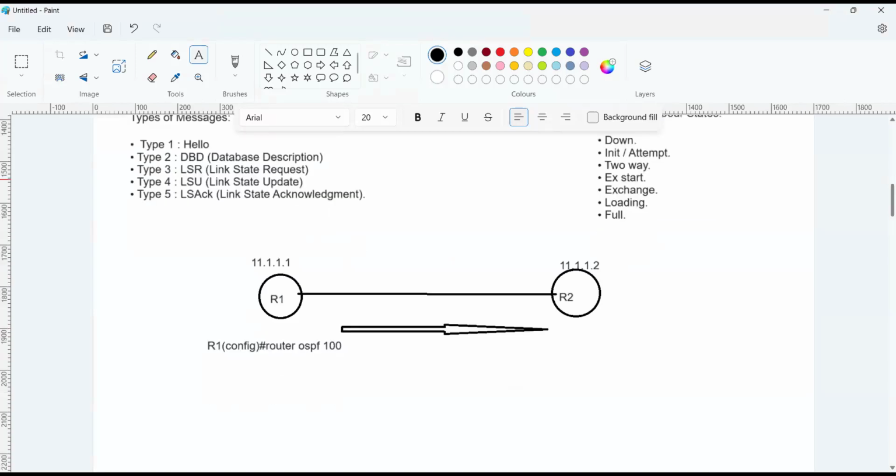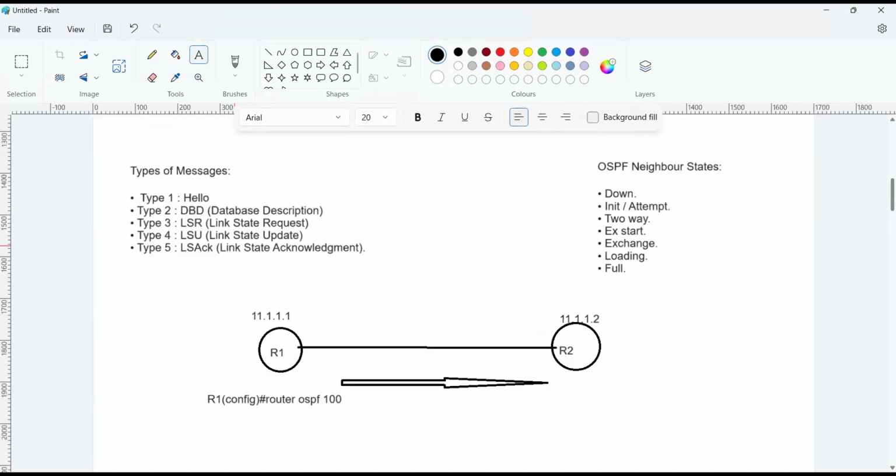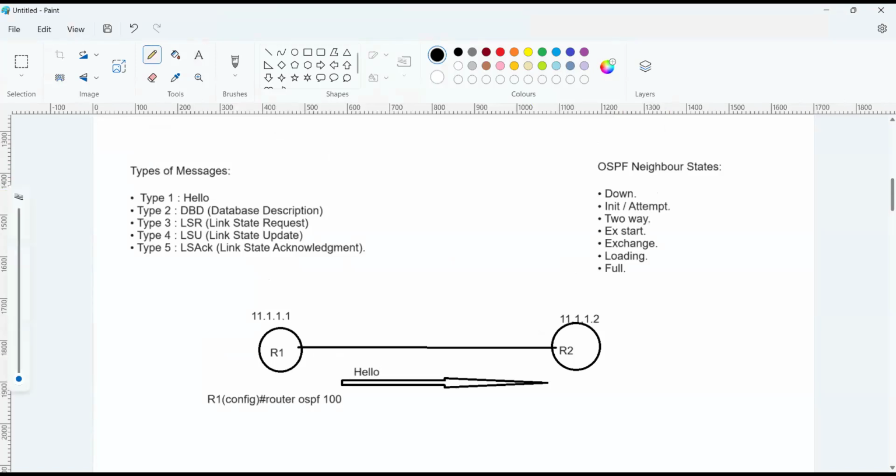And when we enable both ends, first they send hello packets. If you enable here, then it will work; otherwise the hello packet is dropped. Every 10 seconds the hello is sent.